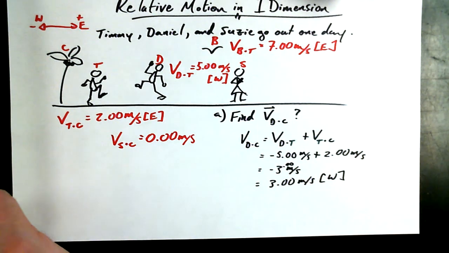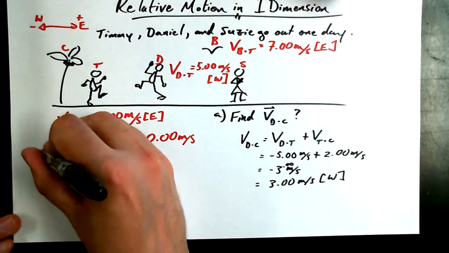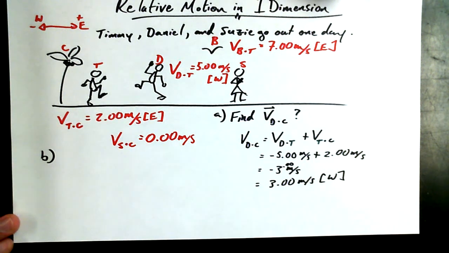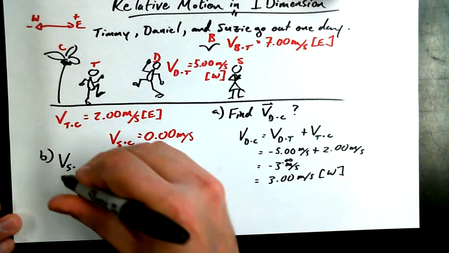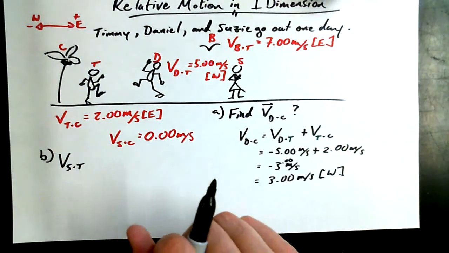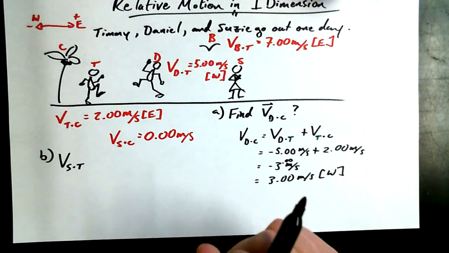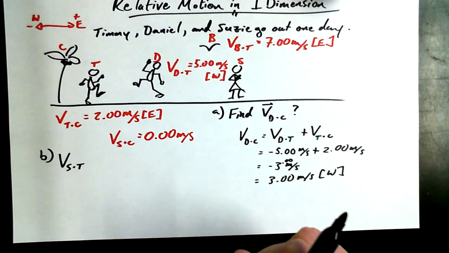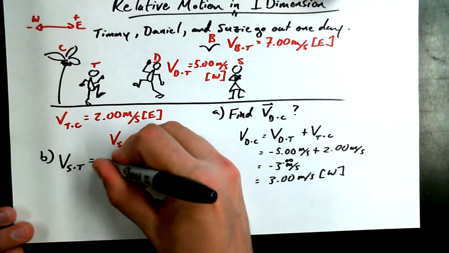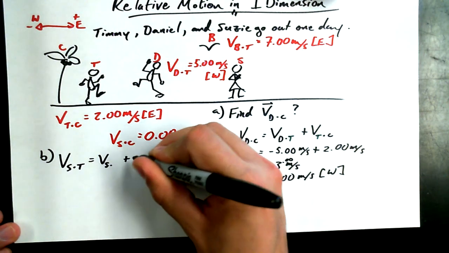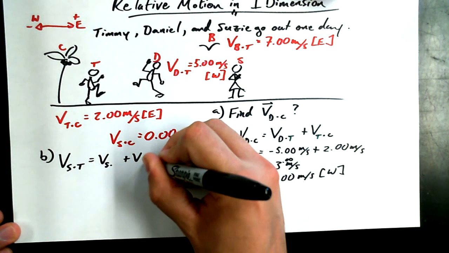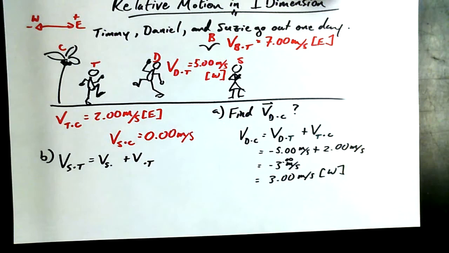What about this one? I want to try to find, I'll try B. I want to find the velocity of Susie with respect to Timmy. Can it be done? I mean, it would require us having velocity of S with respect to something plus the velocity of something with respect to T. Is there such a value there?